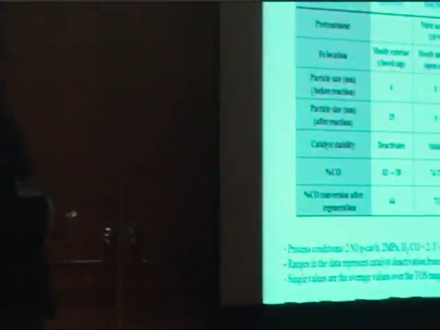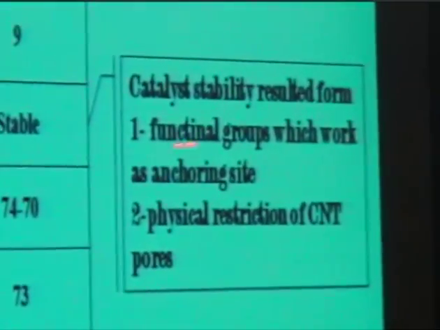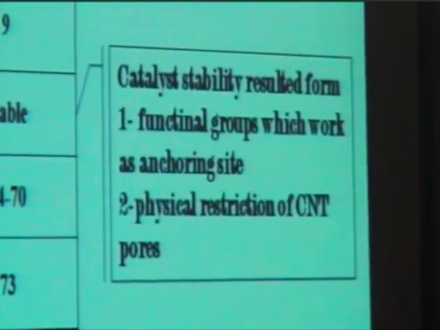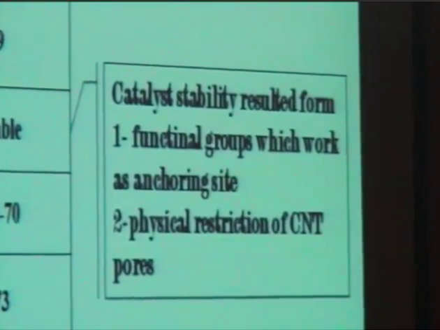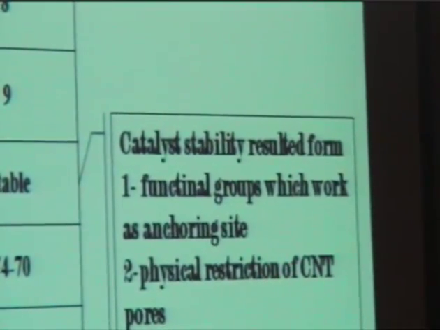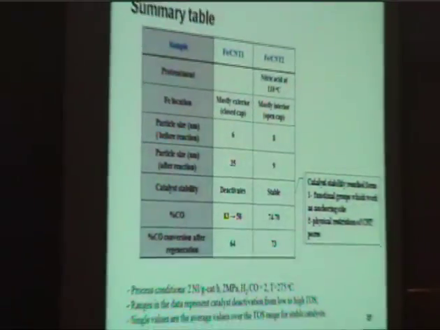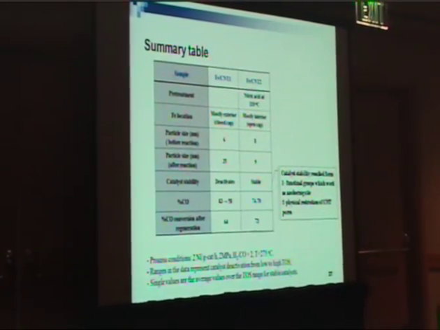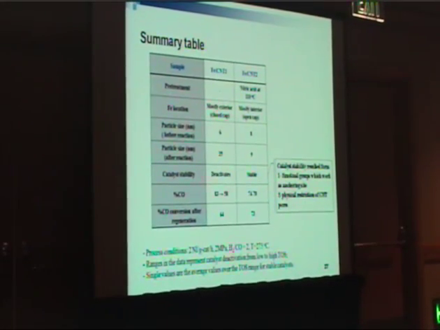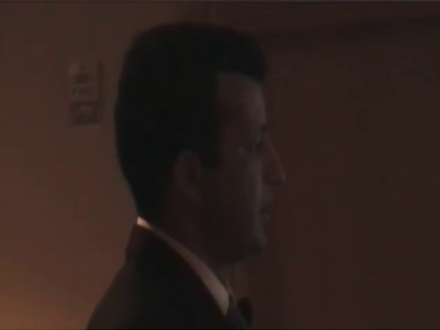And the stability of CNT2 after pretreatment comes from two main reasons. The first one is the presence of functional groups, which work as anchoring sites, and the other one is the physical restriction of the CNT, which limits the agglomeration of metal particles. We can see that in the case of CNT1, because of sintering, we weren't able to recover the activity, but in the case of CNT2, regeneration can recover the activity.